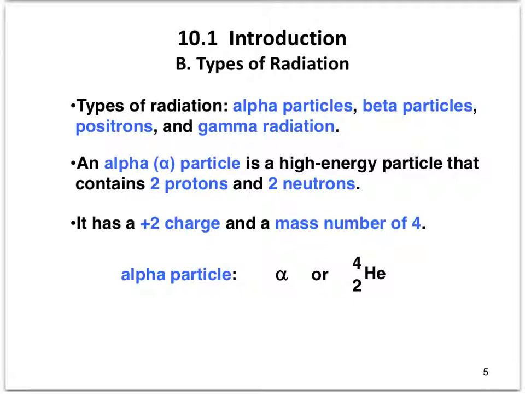Alpha particles have a mass number of 4 atomic mass units and a charge of positive 2. This means the alpha particle is really a helium nucleus. It is the lowest energy particle we will discuss.